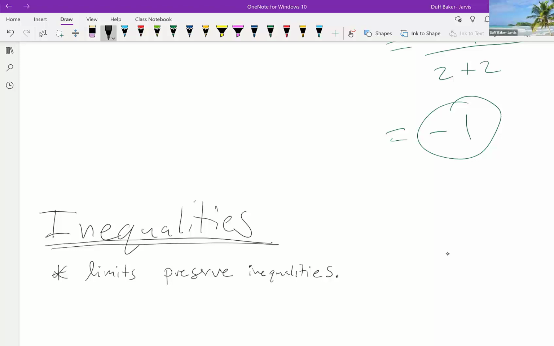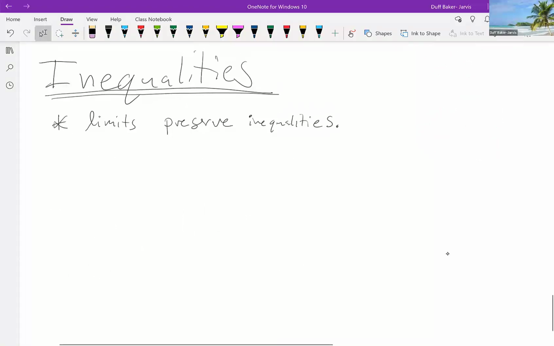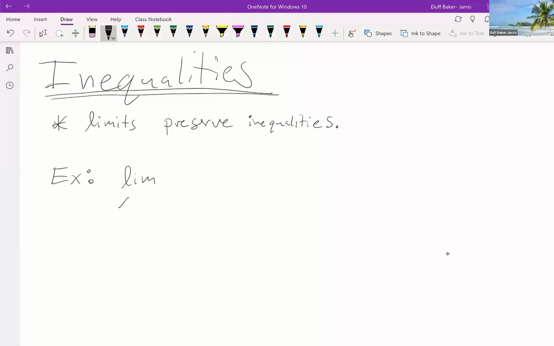Okay, so why is this useful? Well, let's look at an example. Okay, so there's this really weird looking function. I'm taking the sine of 1 over x and then I'm multiplying it by x squared. And I'm asking, well, what happens as x approaches 0?